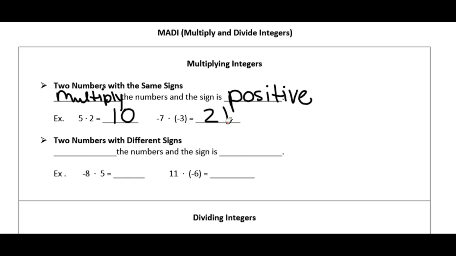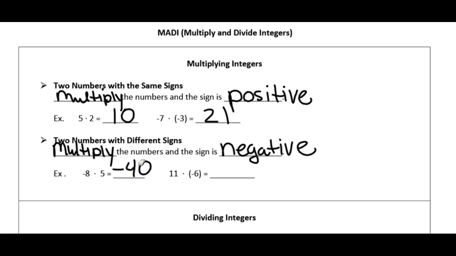If you have two numbers that you are multiplying and they have a different sign, you still multiply the numbers, but the sign is now going to be negative. So a negative 8 times 5 would give me a negative 40, because we had one negative and one positive. And then 11 times a negative 6 would give you a negative 66. And that's with multiplying integers.